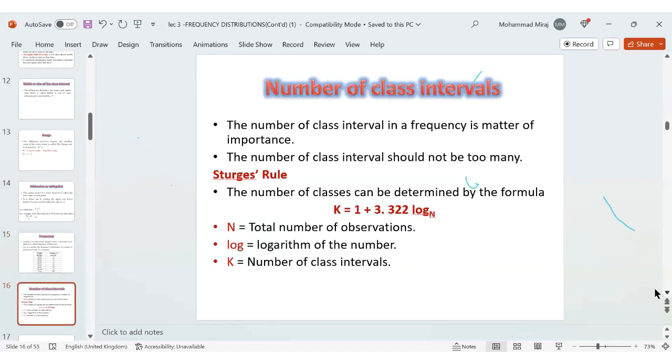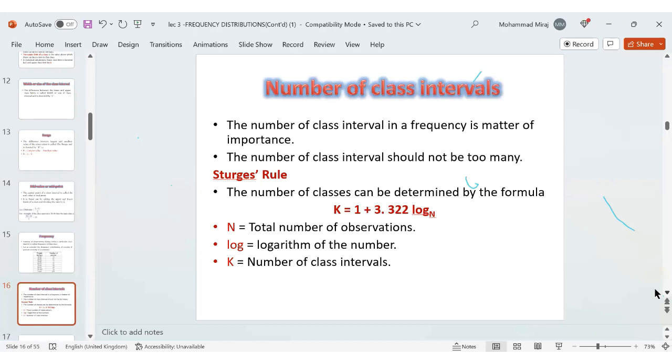So how do we calculate the class interval? It is done by the formula known as Sturges' rule. Just remember the name, Sturges' rule. It tells you how to make the class intervals. Sturges' rule says k is equal to 1 plus 3.322 log n. Now, what is n over here? n is the total number of observations. So, take the number of observations you have, and the log of that number gives you the number of class intervals.